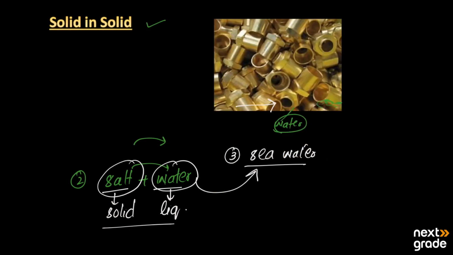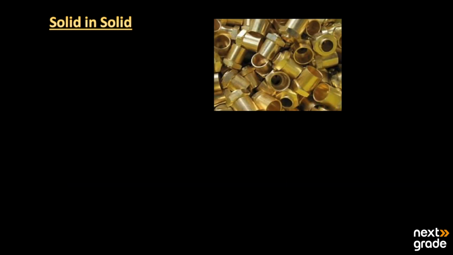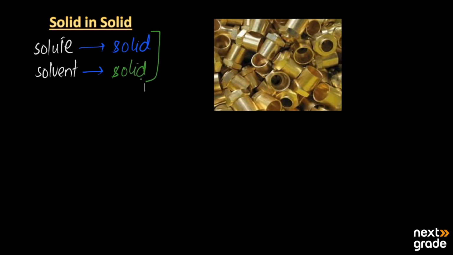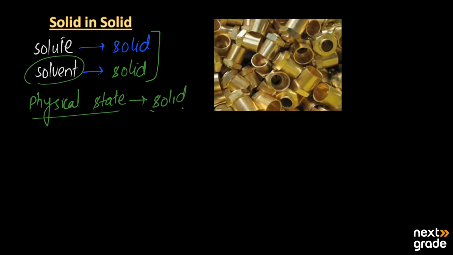Okay, next we have the third form, that is the solid into solid solution. Here again we have two components, the solute and the solvent. In this type, the solute will be in the solid state and the solvent will also be in the solid state. So both solute and solvent will be in the solid state, and the physical state of this solution will be the same as the state of the solution. So the physical state of the solution will be the solid state.